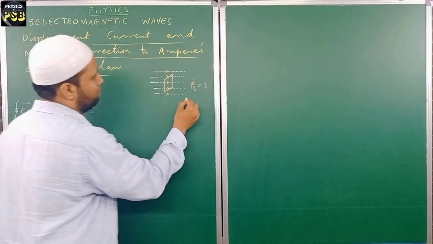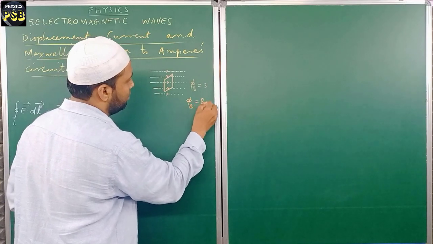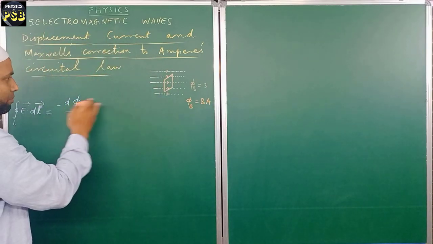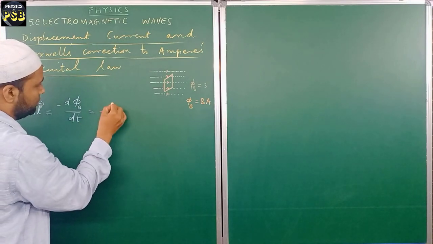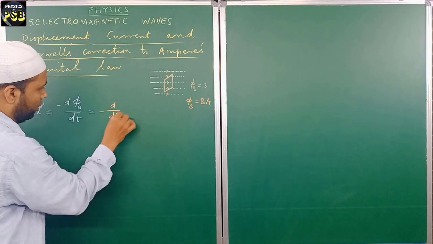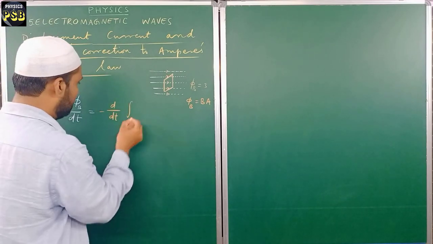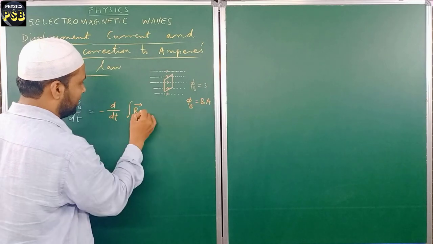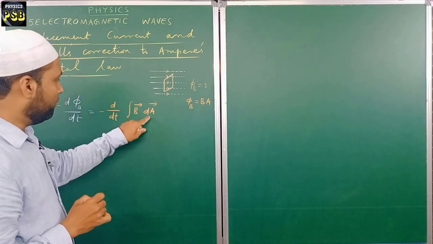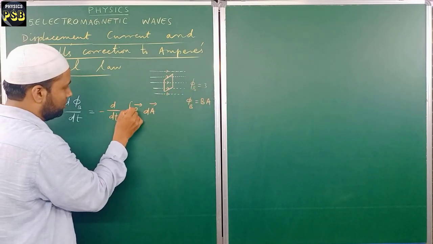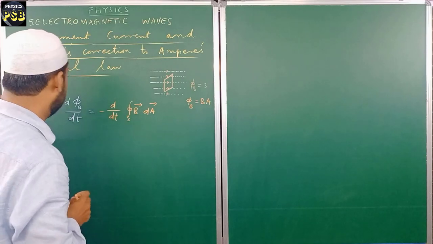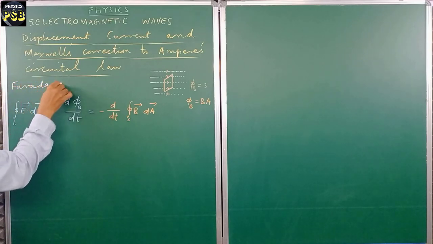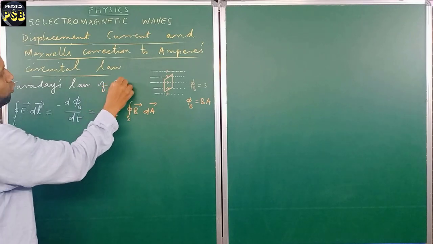Now by keeping this in mind, phi B can be written as BA, the magnetic field lines crossing a given area. Got it? Now in the place of phi B, I write d by dt of. Since I introduce the integral term here, I'll make certain changes. B is written as such, whereas A is written as dA vector. When we integrate this, we'll get A according to this equation. Fine, this is known as Faraday's law of electromagnetic induction.